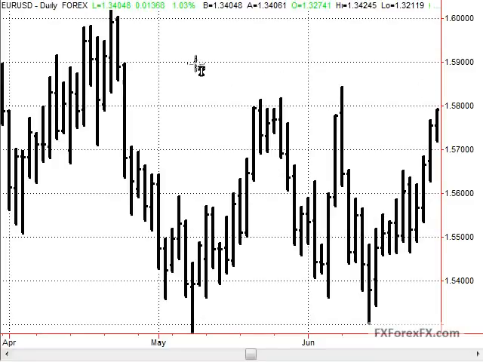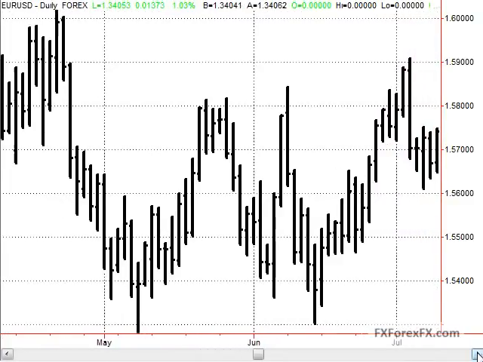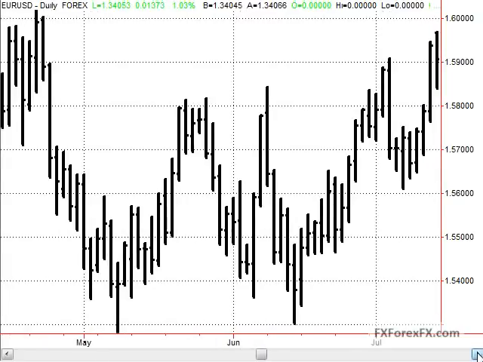For that reason, I've chosen a daily Euro US Dollar chart, and we're just looking along here in a sideways market, looking for an opportunity to get into a trade. You can see down here we may be forming things that look like support. Up here, forming areas that look like resistance, but looking for an opportunity to enter a trade.